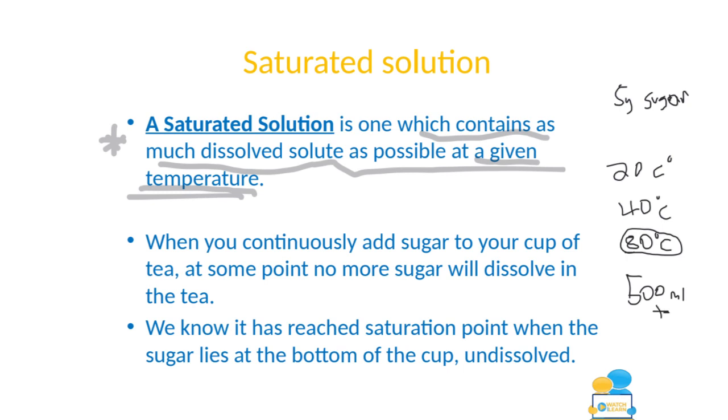So keep the tea the same. We keep the amount of sugar added the same. And what we're changing is the temperature of the tea. So at each of these temperatures, they will have their own saturation point with regards to the amount of sugar dissolved. As we increase the temperature, more sugar will dissolve. As we increase the temperature again, more sugar will dissolve.